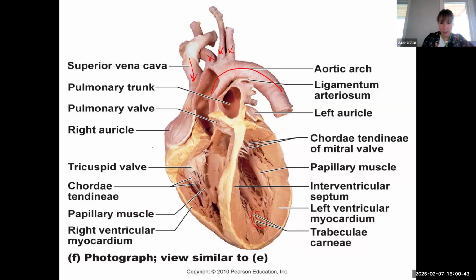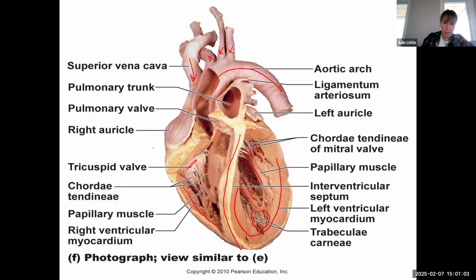But look at the trabeculae carneae. This is a papillary muscle. Here's a papillary muscle. And there's chordae tendineae. This is the interventricular septum, separating the left and right ventricles. Look how thick the walls are here, how thin the right ventricle walls are.